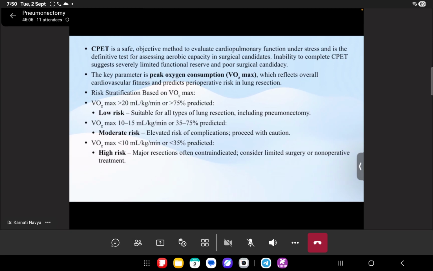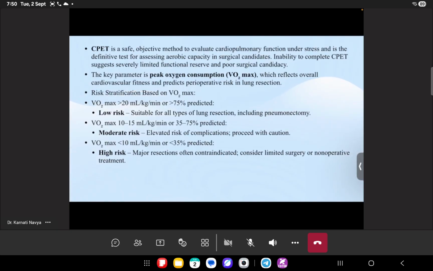The key parameter in this testing is the peak oxygen consumption, which reflects overall cardiovascular fitness and predicts the perioperative risk in lung resection. This risk stratification is based on the peak oxygen consumption. If it is more than 20 ml per kg per minute or more than 75% predicted, then it is considered low risk and is suitable for all types of lung resection, including pneumonectomy.